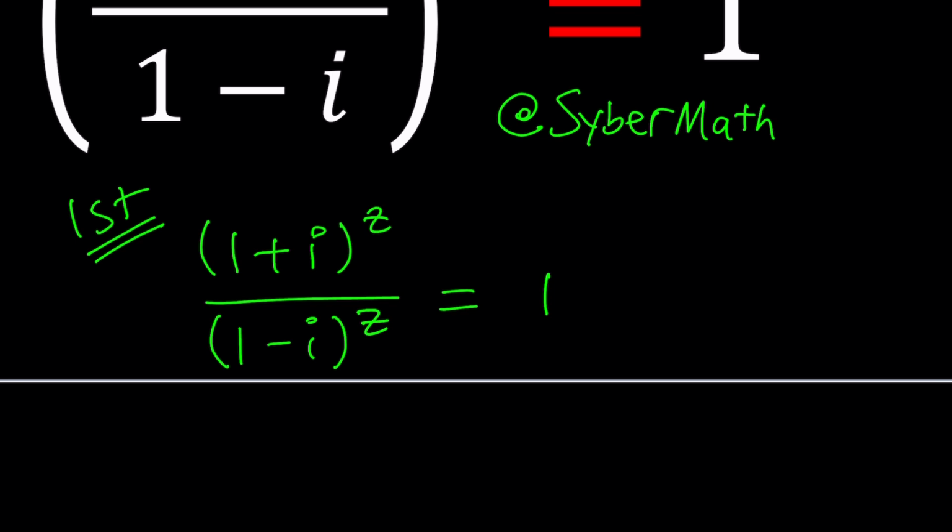And then I'm going to cross multiply. Obviously, I don't want (1 minus i) to the power z to be 0, but that can only happen if i equals 1. And as you know, i does not equal 1, right? i squared equals negative 1. That's the only thing we know.